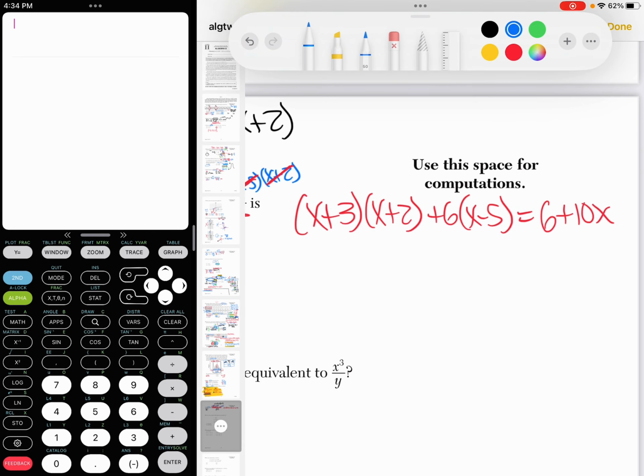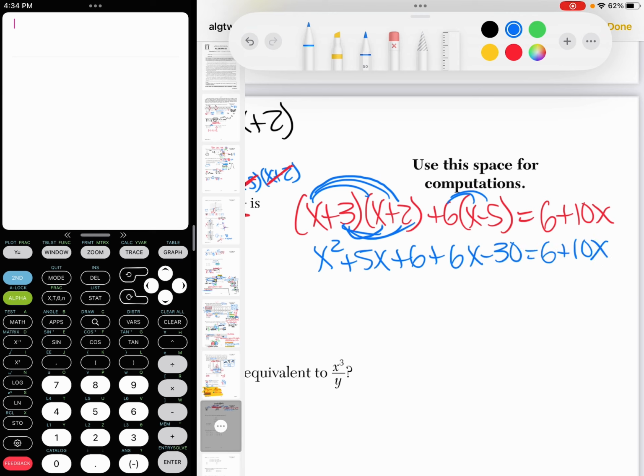And now I just have a lot of multiplying and solving to do. So I'm going to double distribute this out. X times x is x squared. Again, I shortcut this with my students. So plus 2x plus 3x is plus 5x, and 3 times 2 is 6. I'm going to distribute this through. 6x minus 30 equals 6 plus 10x.